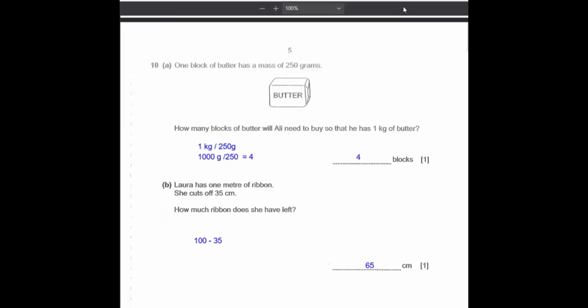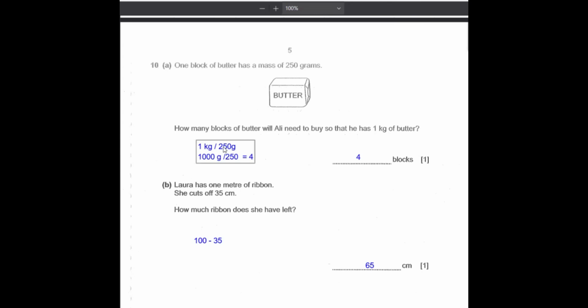Okay, continuing with 2015. October, paper 1. Question number 10. A, one block of butter has a mass of 250 grams. They say how many blocks of butter will Ali need to buy so that he has 1 kilogram of butter.